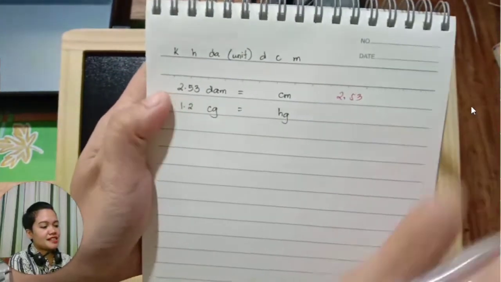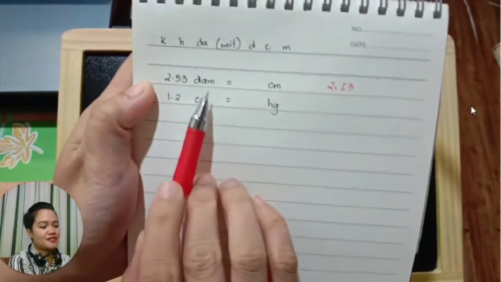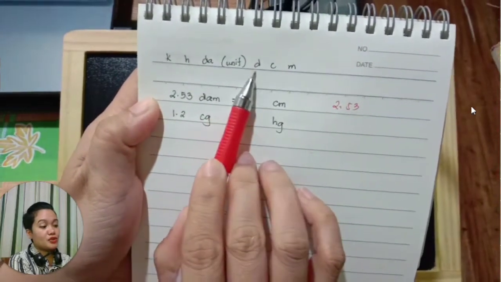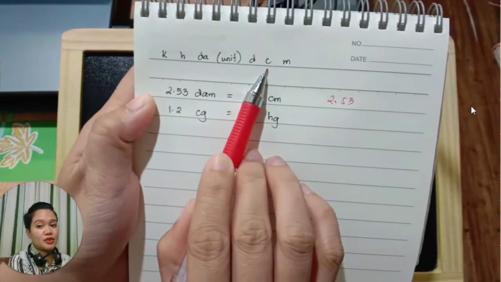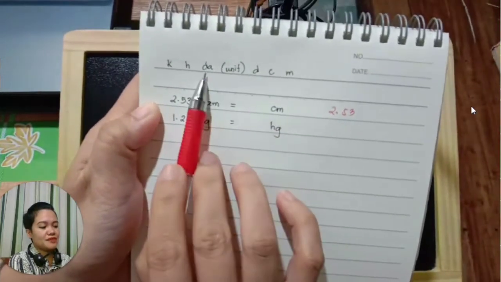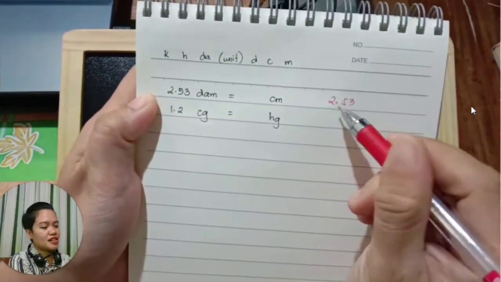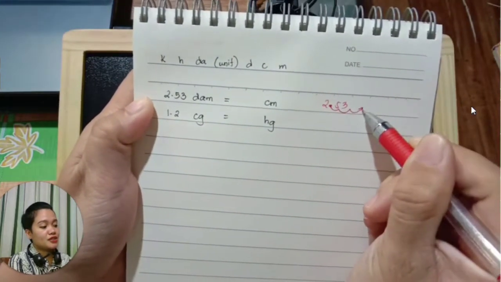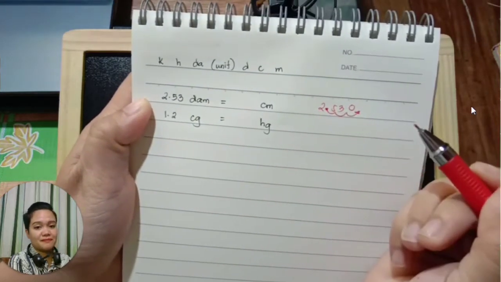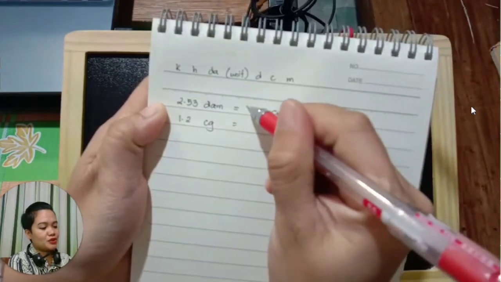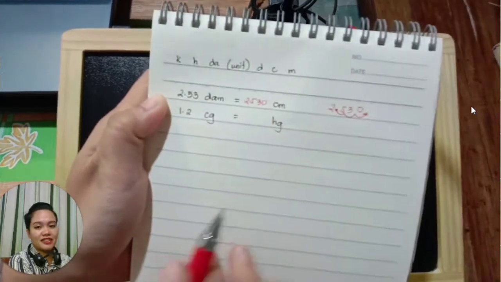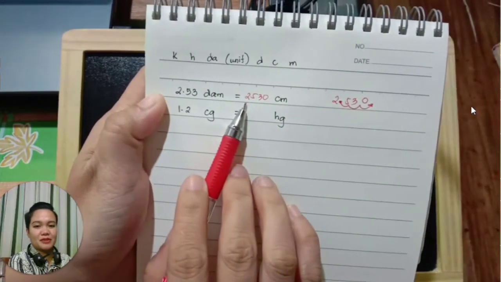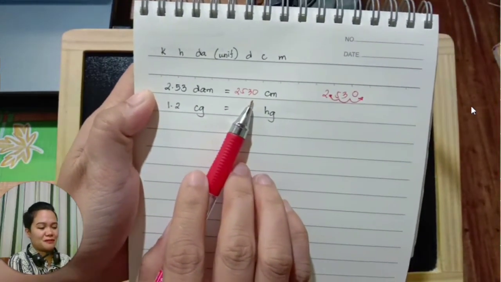2.53, since decameter is your given, deca to centi, you have 1, 2, 3 units to the right. Again, from deca to centi, 1, 2, 3 units to the right. So from the decimal point here, move that 1, 2, 3 units to the right, meaning you add 0, and that will give you 2,530. So 2.53 decameter is equal to 2,530 centimeter.